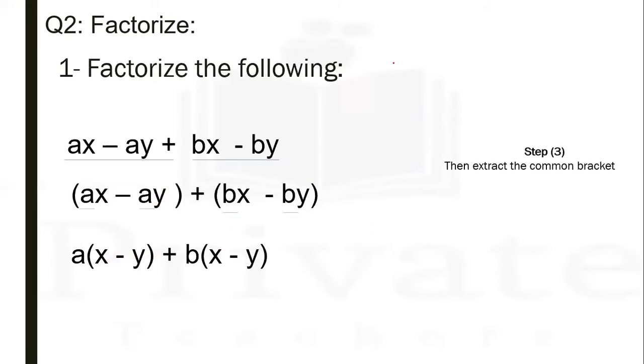After that, we extract the common bracket. We look at it and find that the bracket x minus y is found in both terms. Therefore, we are going to extract the common bracket, which is x minus y. Extract it out.